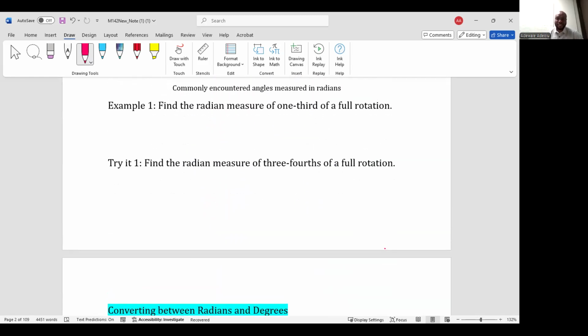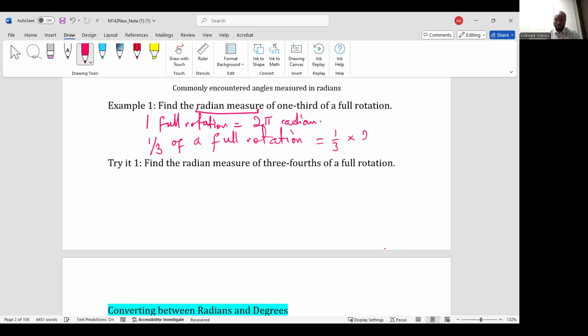So, example: find the radian measure. Read it very well. We want to find the radian measure of 1/3 of a full rotation. Remember that one full rotation in radian form is 2 pi radians. Now, one third of a full rotation will give us 1/3 of 2 pi radians, which is 2 pi over 3 radians. Done.